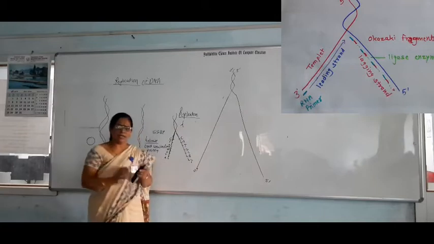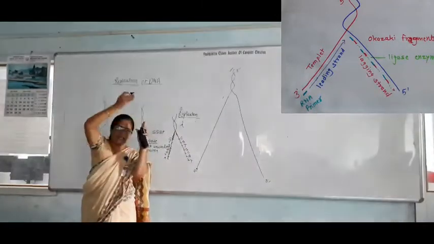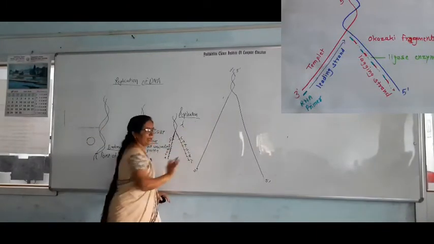So DNA strands are anti-parallel. You know that DNA strands are anti-parallel. One strand is ascending, another strand is descending. That's why it is called anti-parallel.